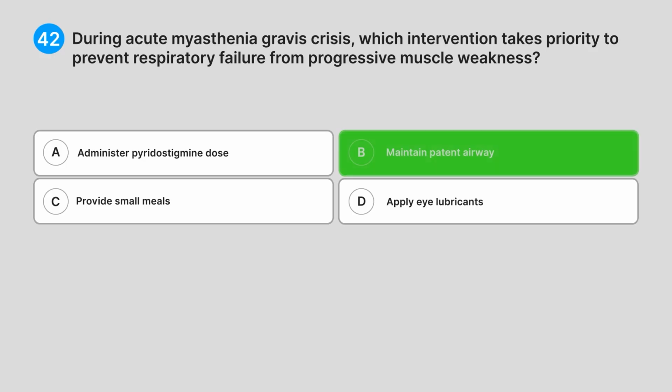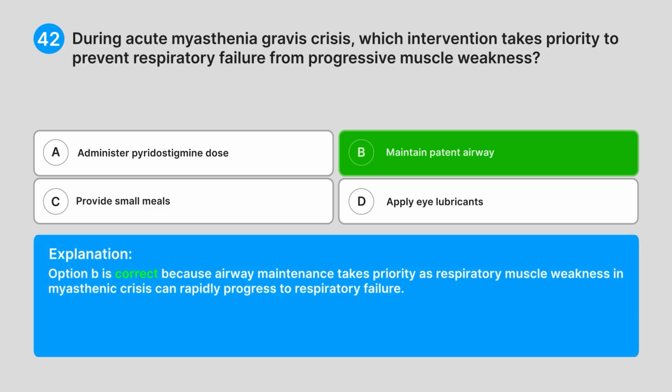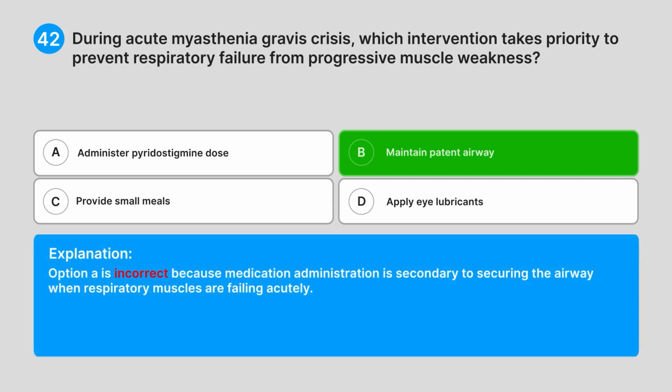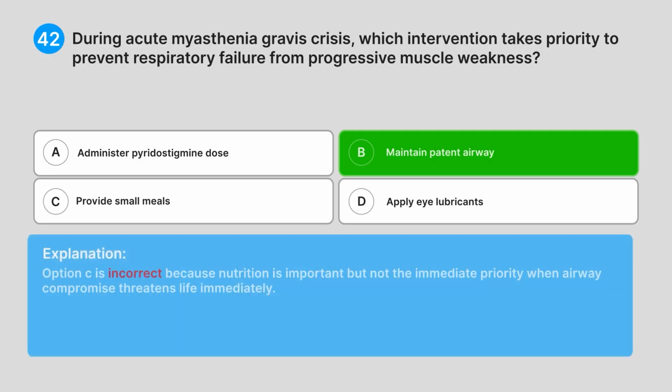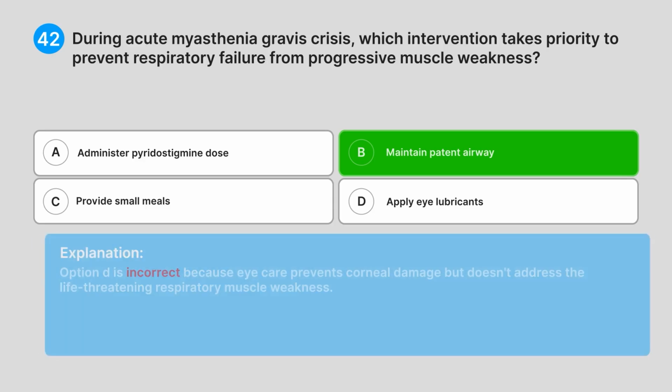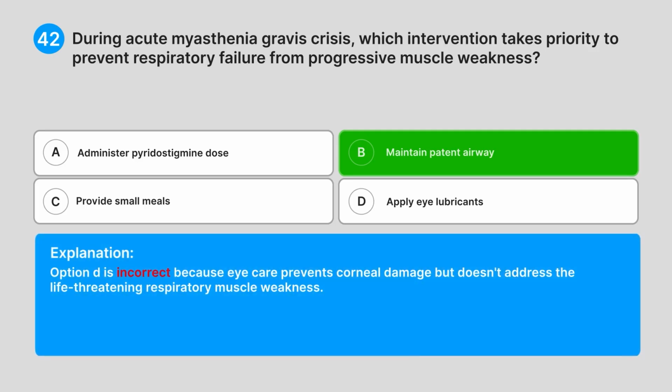Correct answer. B. Maintain patent airway. Explanation. Option B is correct because airway maintenance takes priority, as respiratory muscle weakness in myasthenic crisis can rapidly progress to respiratory failure. Option A is incorrect because medication administration is secondary to securing the airway when respiratory muscles are failing acutely. Option C is incorrect because nutrition is important, but not the immediate priority when airway compromise threatens life immediately. Option D is incorrect because eye care prevents corneal damage, but doesn't address the life-threatening respiratory muscle weakness.